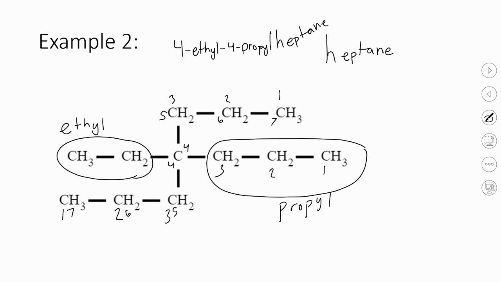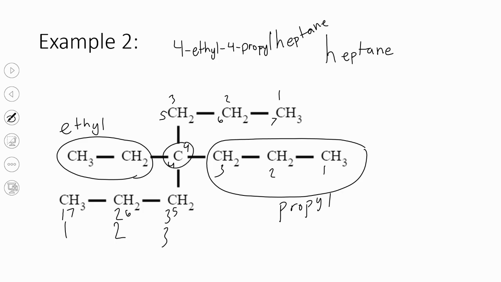Wait, sorry. So the way we numbered our carbon chain, this is 1, 2, 3, 4. So ethyl is at 4, and propyl is also at 4. Oh, where it's attached? Yep, where the 4 is where it is attached. Good. But instead, the propyl's at 5. Then how do we do it? So then all you have to do is change this to 5.